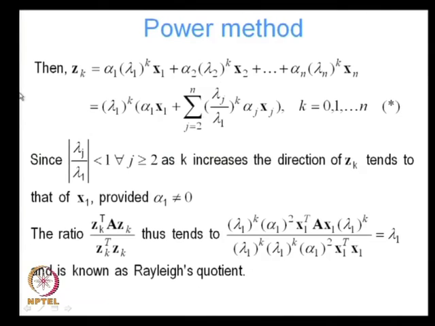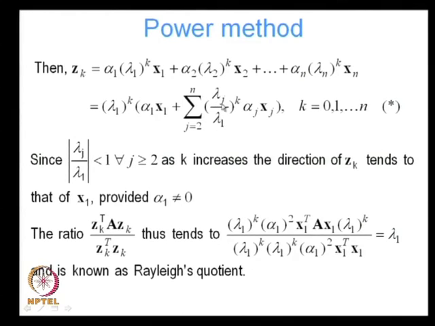taking out lambda 1 to the power k outside. So, we get lambda 1 to the power k times alpha 1 x1 plus a sum of these sort of terms where we have quotients of the subsequent eigenvalues with my initial eigenvalue lambda 1 raised to the power k. So, basically I am dividing each of these terms by lambda 1 to the power k. And what do we know about these terms?